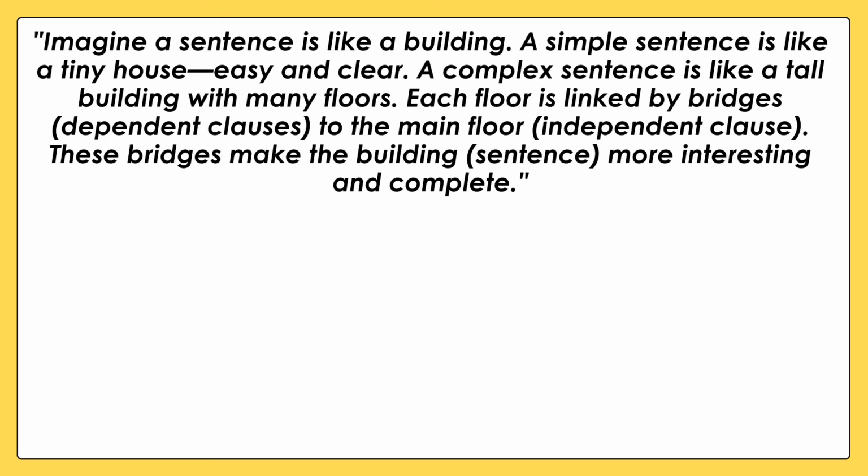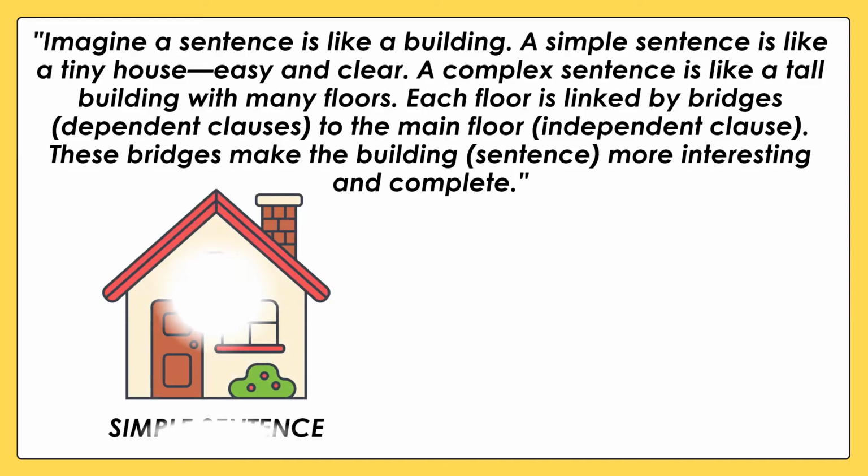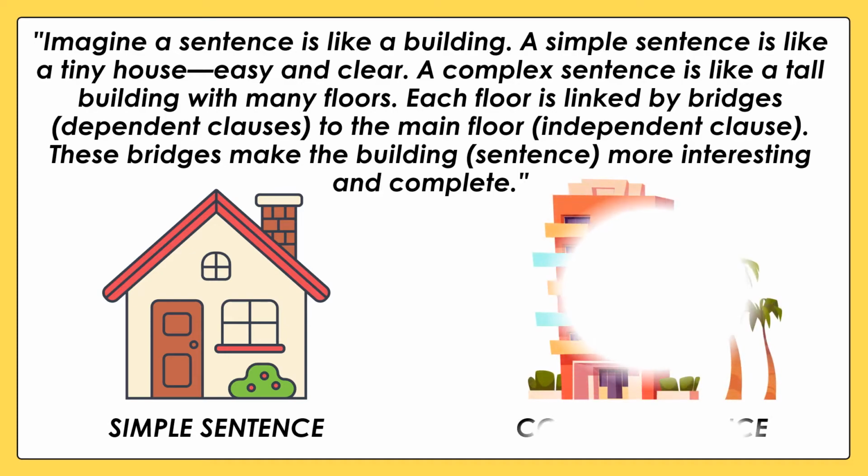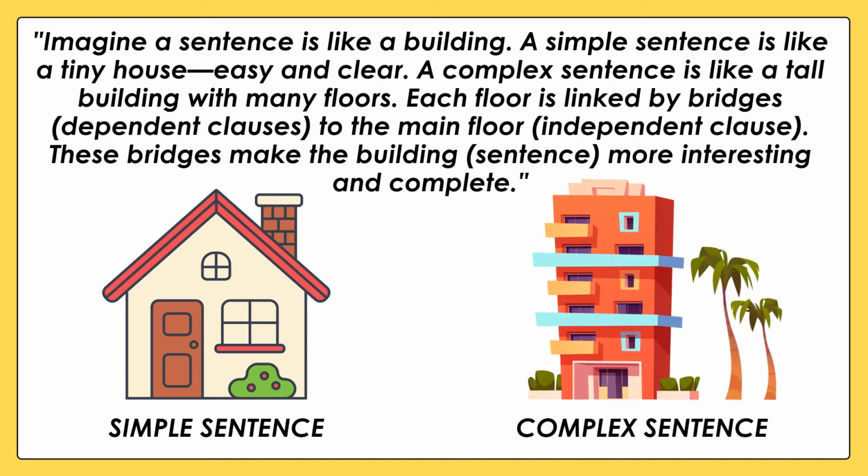Imagine a sentence is like a building. A simple sentence is like a tiny house, easy and clear. A complex sentence is like a tall building with many floors. Each floor is linked by bridges, which is the dependent clauses, to the main floor, which is the independent clause. These bridges make the building or the sentence more interesting and complete.